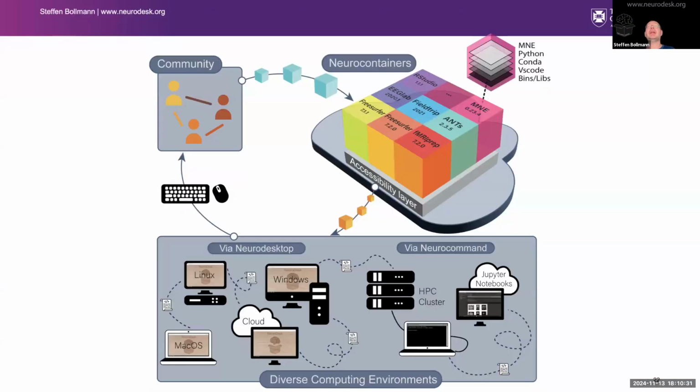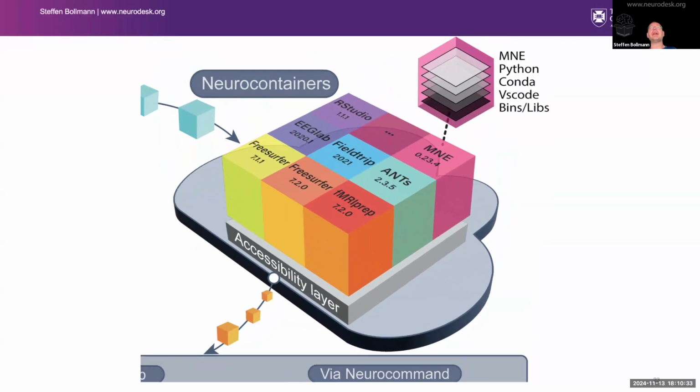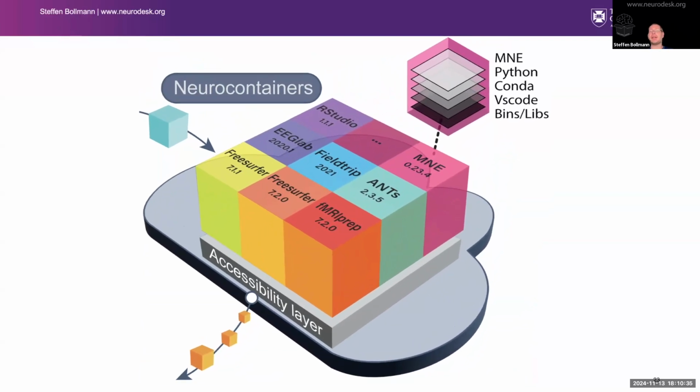So this is what we built. I'll start here at the container level. So this is really these software containers that I introduced earlier, where we build a software container for every piece of software that people want in this. So here we have a couple of neuroimaging pieces, so fMRIPrep, FreeSurfer, FieldTrip, and so on, and then we can control everything in there, from the binaries, the libraries that we have in there, up to the actual software that people want in the end, like MNE, which then depends on Python, which then depends on Conda, and so on. So we can control all of these dependencies.